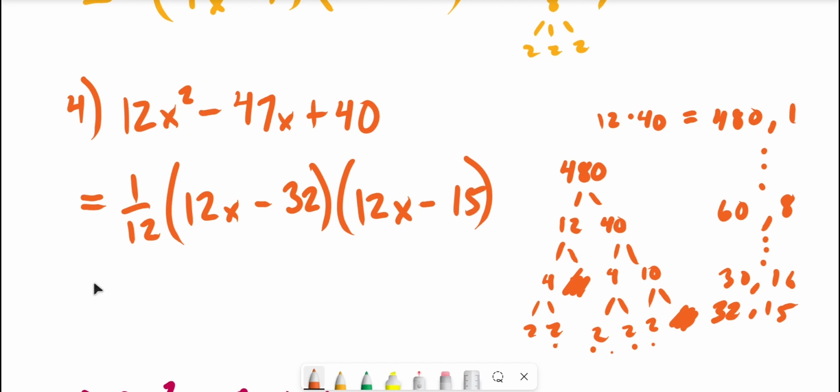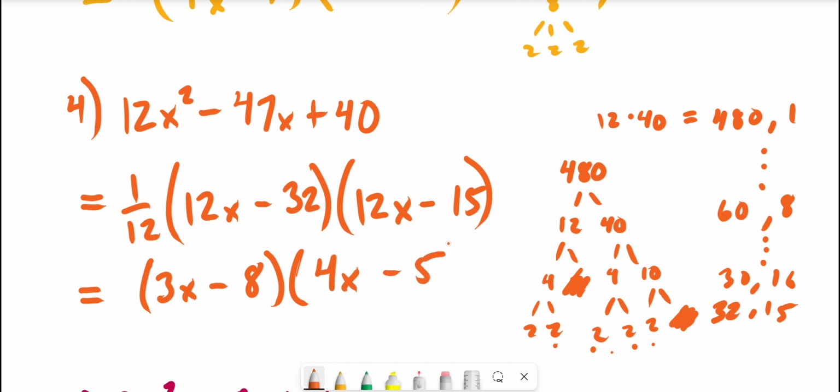And then we reduce. So what can I pull out of this one? I can pull a 4. That's going to be 3x minus 8. And what can I pull out of this one? I can pull out a 3. That's going to be 4x minus 5. And we're done.